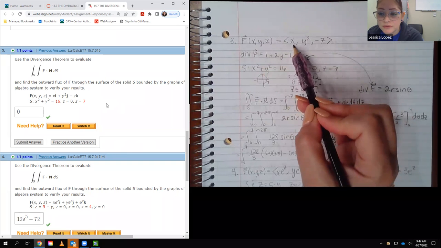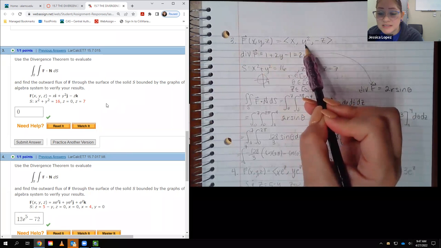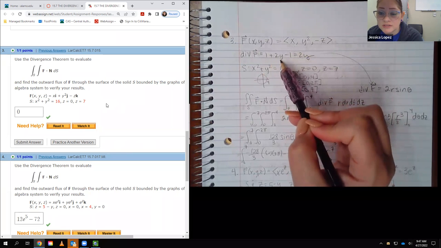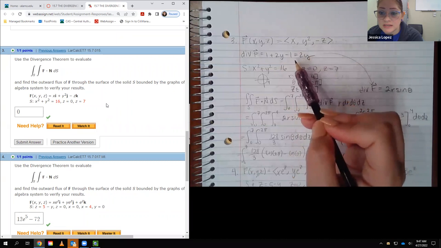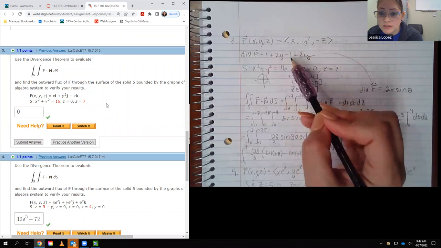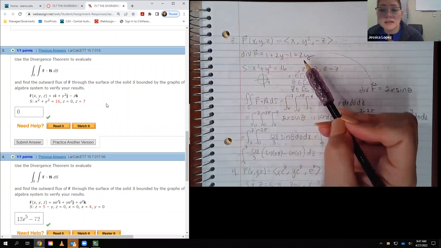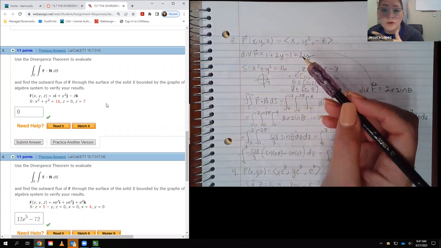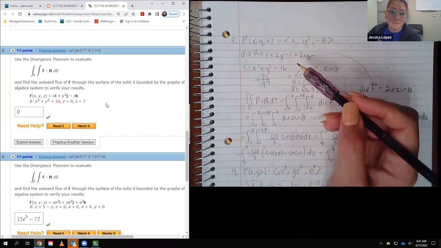So the derivative of the first component with respect to x is 1. The derivative of the second component with respect to y is 2y, and the derivative of the third component with respect to z is negative 1. So these two guys end up canceling, and I end up with this. So I cannot just multiply this times the volume of the solid that's being created, okay?